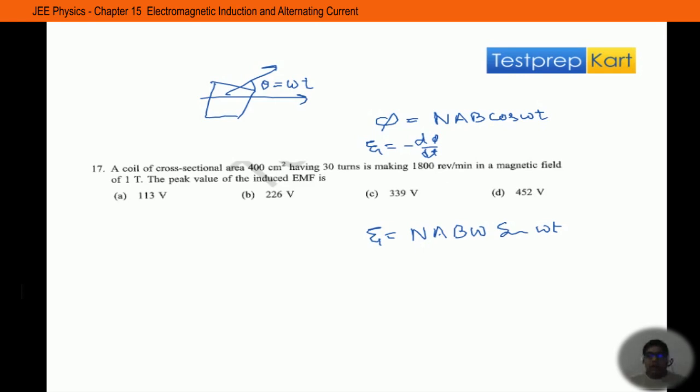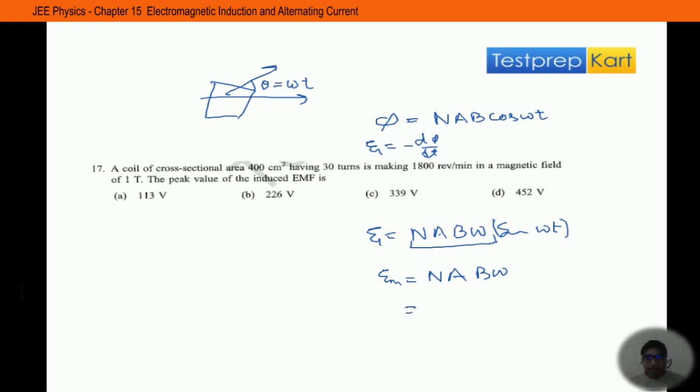Okay, so now in this case it is asking for the maximum peak value of induced EMF, and we already know that the maximum value of sine omega t is 1 because it's a trigonometric function that attains values between plus 1 and minus 1. So the peak value of EMF is NAB omega. Okay. And all these parameters are given, but please keep in mind that we need to convert this revolution per minute into revolution per second. Okay.